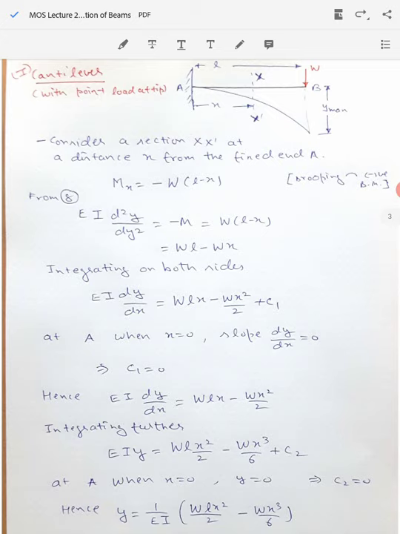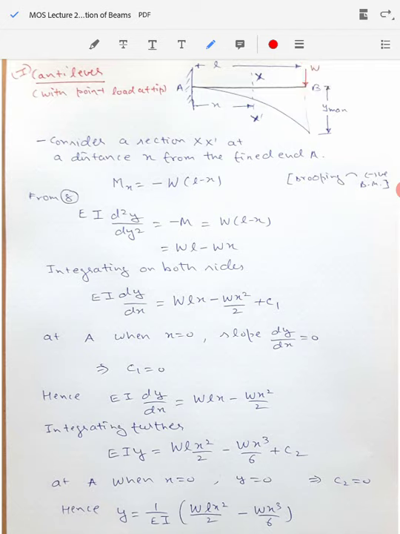So let's consider a section XX' at a distance x from the fixed end. Here in this figure you can see this section XX', and we are considering it at a distance x from the origin, or from the fixed end of the beam. On this beam there is a deflection, and there is a point load W acting at the tip of the beam.